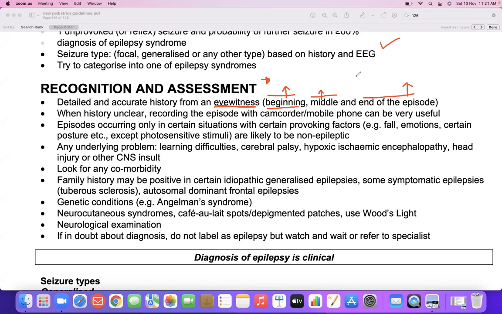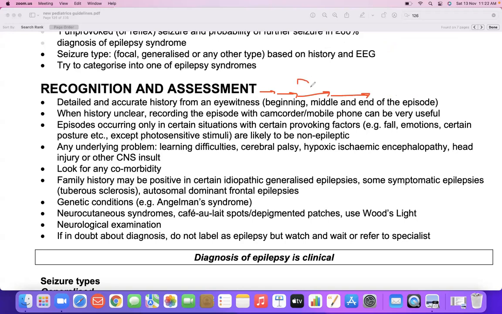So onset, before onset, what the child was doing, how did it start, how did it continue, and how did it end. You will ask everything, beginning, middle, and end of the episode, from the eyewitness. Usually the eyewitness will be the mother or father, whoever was with him. You should take a detailed and accurate history from the eyewitness about what the child was doing before, how it began, how it progressed, and how it ended.